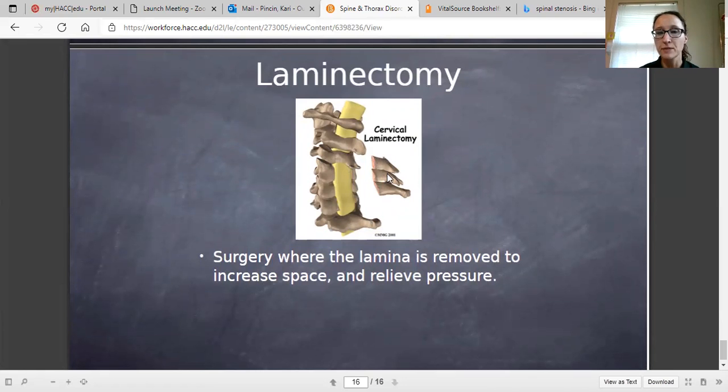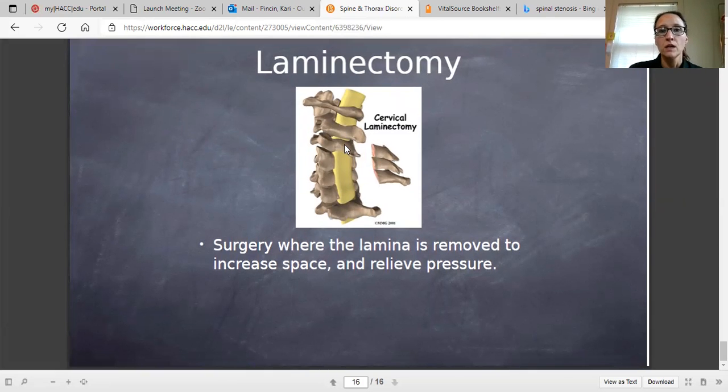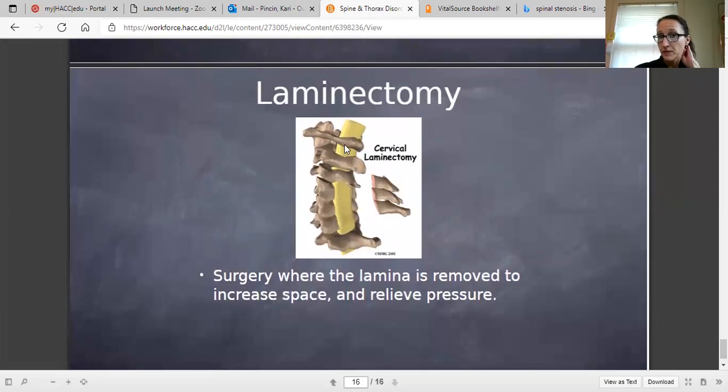Now, this is a full laminectomy. They've actually just kind of removed the whole posterior portion of the cervical vertebrae, but they don't always do that. Sometimes they just do one bit of it. Okay, just one little bit here and here, one lamina, let's say. Okay. So laminectomy is also quite common.